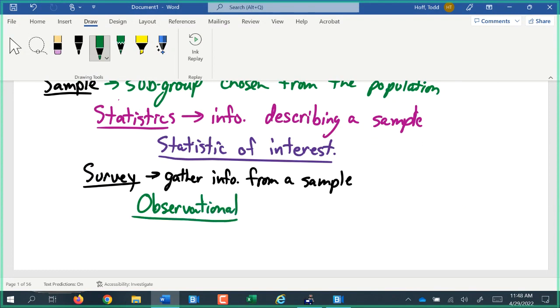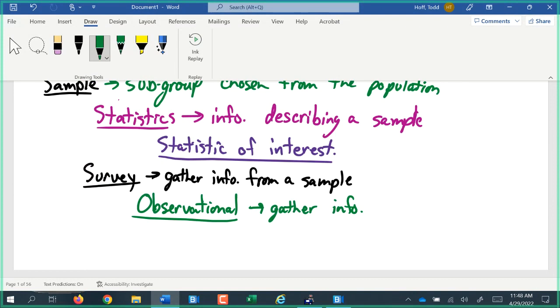So an observational study or survey, we don't do anything. We just gather information from the people. This could be what we typically think of when we think of a survey, where you send out a questionnaire and they answer it, or they call you and ask you the questions over the phone. That's observational. You haven't done anything other than gather the information.